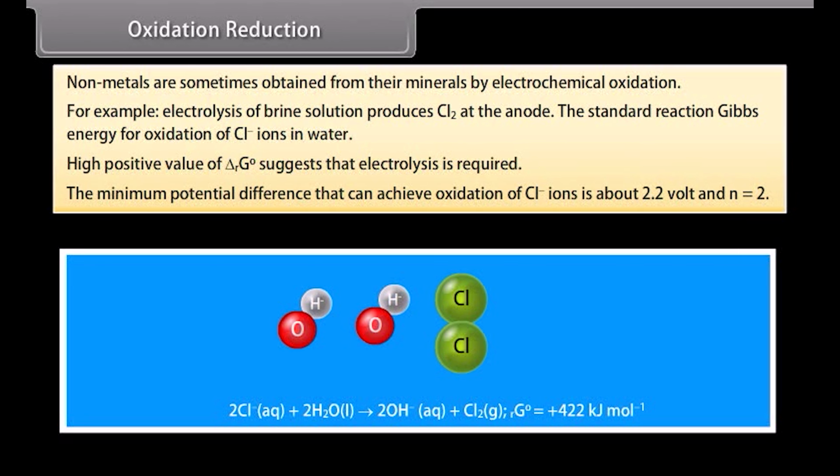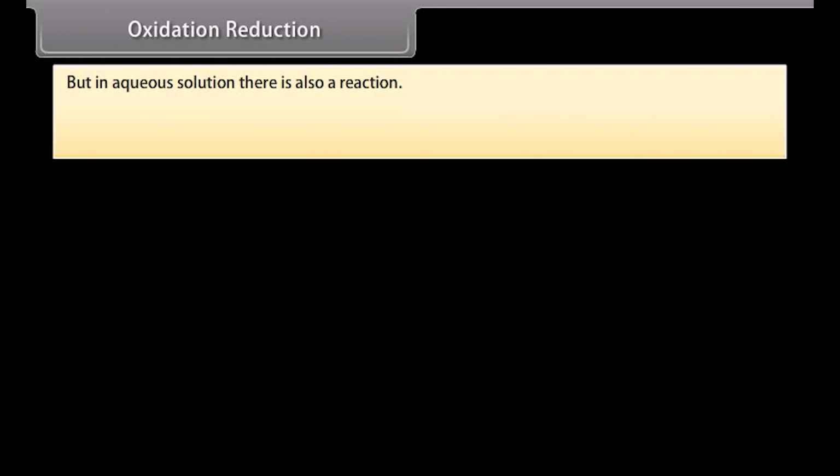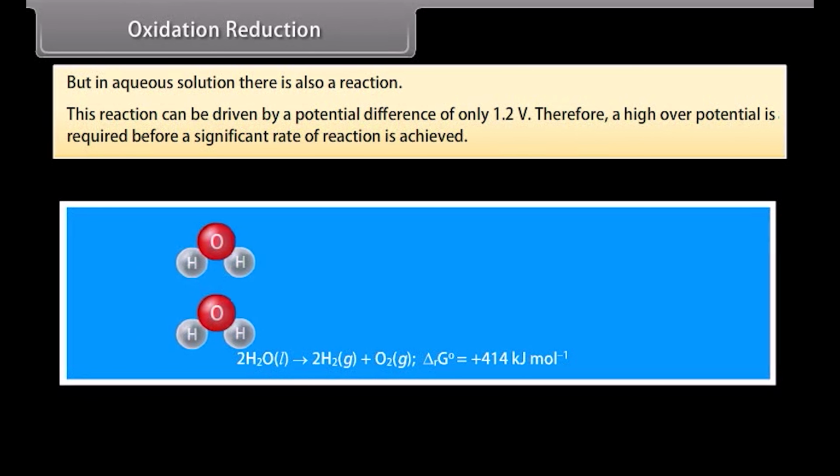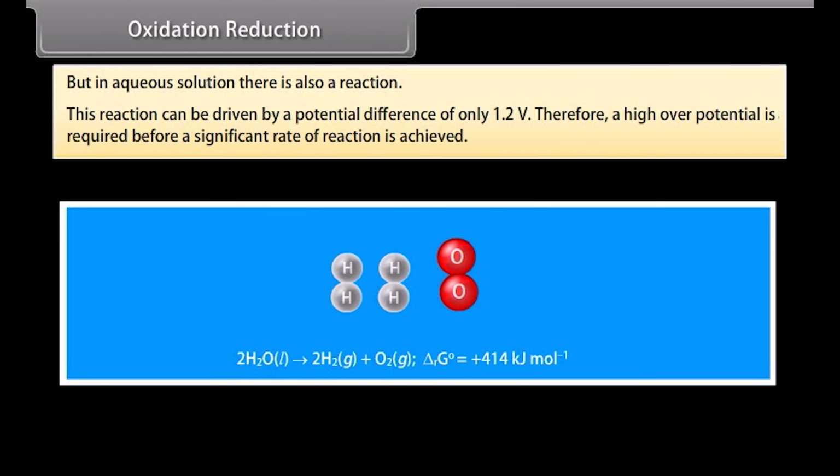The minimum potential difference that can achieve oxidation of Cl- ions is about 2.2 volt and n is equal to 2. But in aqueous solution there is also a reaction. This reaction can be driven by a potential difference of only 1.2 volt. Therefore, a high overall potential is required before a significant rate of reaction is achieved.